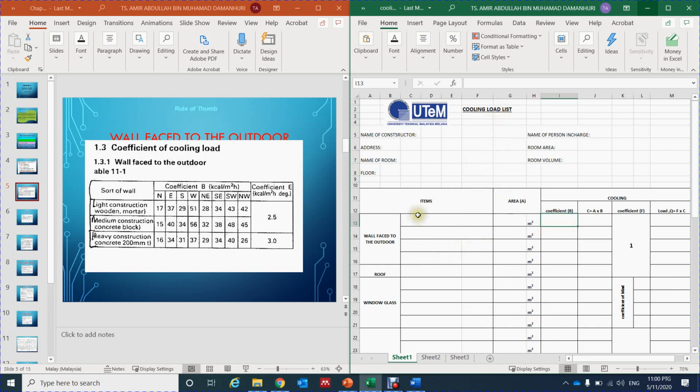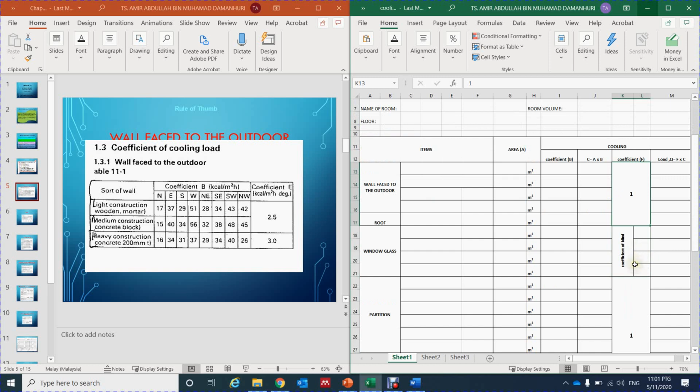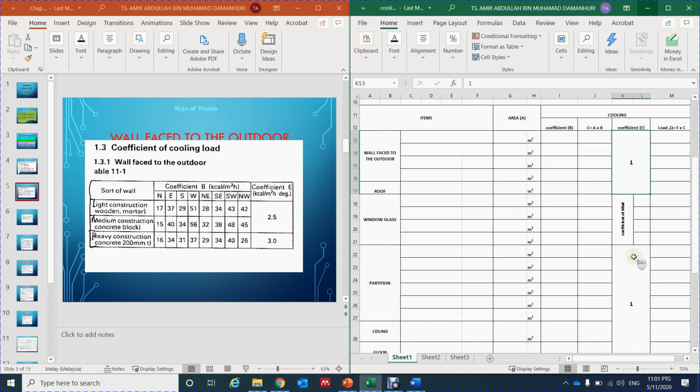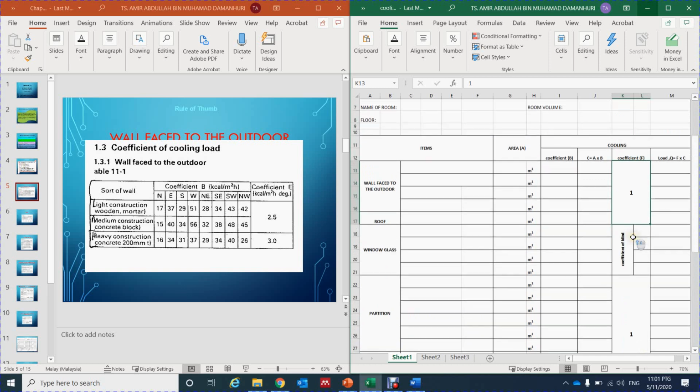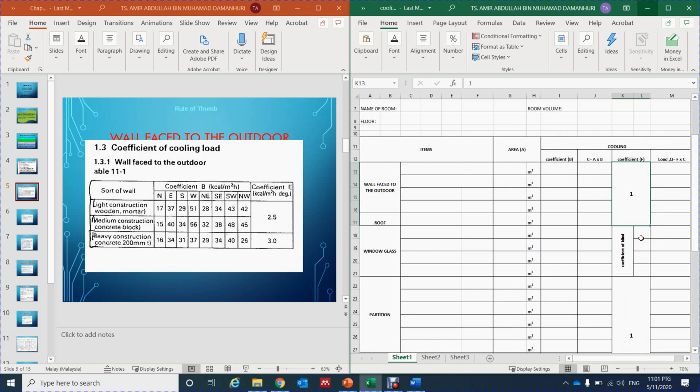So in the item of wall face to the outdoor, will be written here, and we measure the area of that specific area, and then the coefficient of B will be put here, and then the C will be reflected to the area times B, our coefficient, and then the coefficient of F usually will be given, but for window we are referring to the table, and then the load is equal to F times C. So C is the value that we get from A times B.